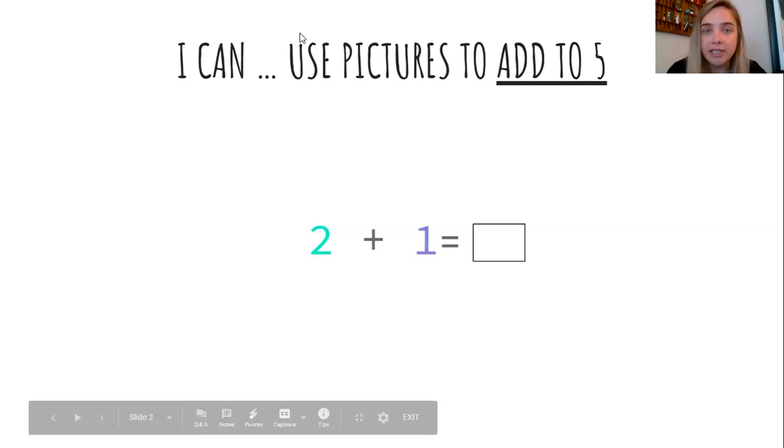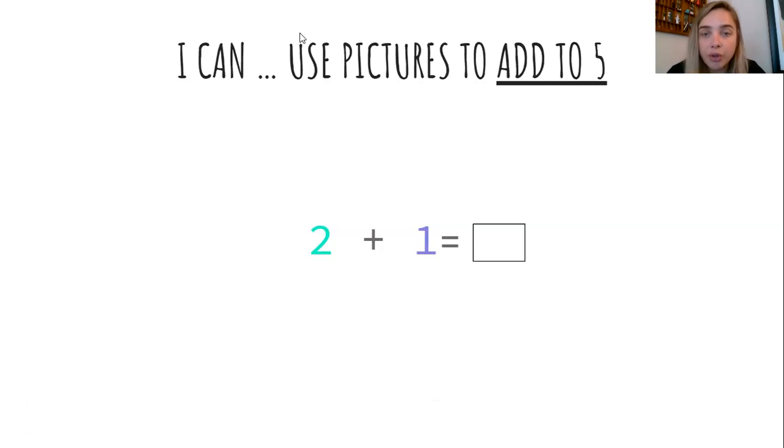So our first addition sentence says 2 plus 1 equals. Remember, this is our addition sign and this is our equal sign. Our addition sign means that we're adding or we're putting together those two numbers, 2 and 1. So I'm going to draw or use pictures to help me solve this addition problem.